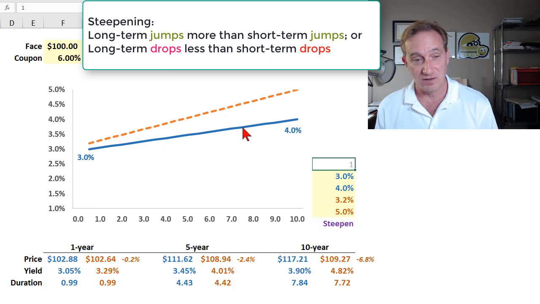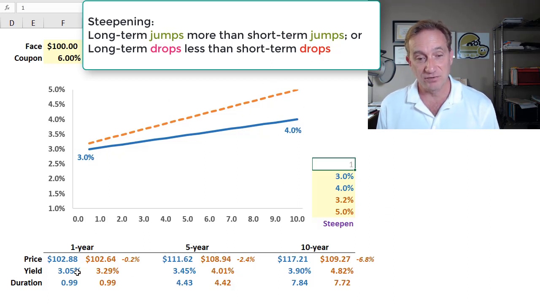And you can see this is non-parallel. This is a steepening because the long-term rate here increased by 100 basis points, which was more than the short-term rate. So that's the obvious definition of a steepening. And now you'll see that duration is not a reliable risk measure for us when the shift is not in parallel. The one-year bond doesn't suffer much at all, but the 10-year bond does very much.